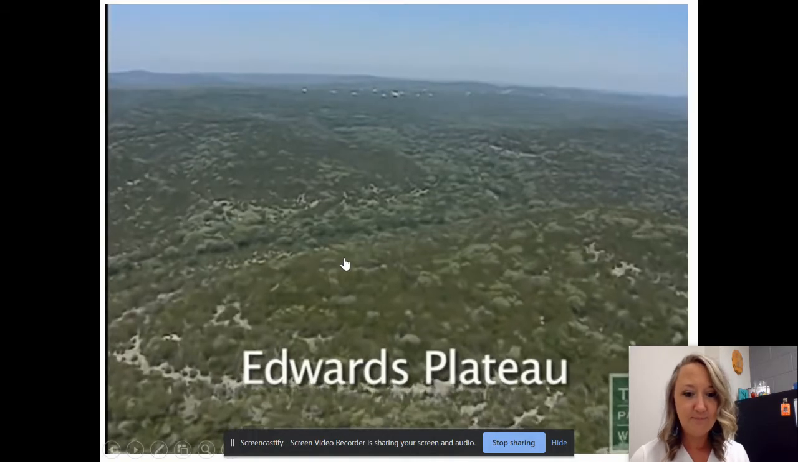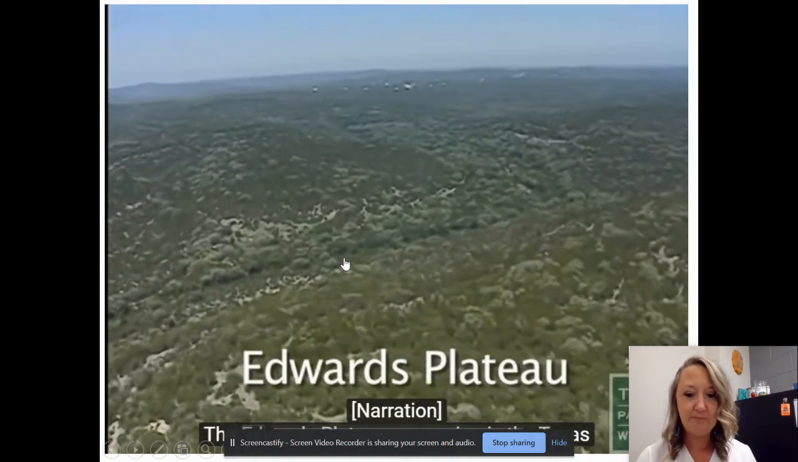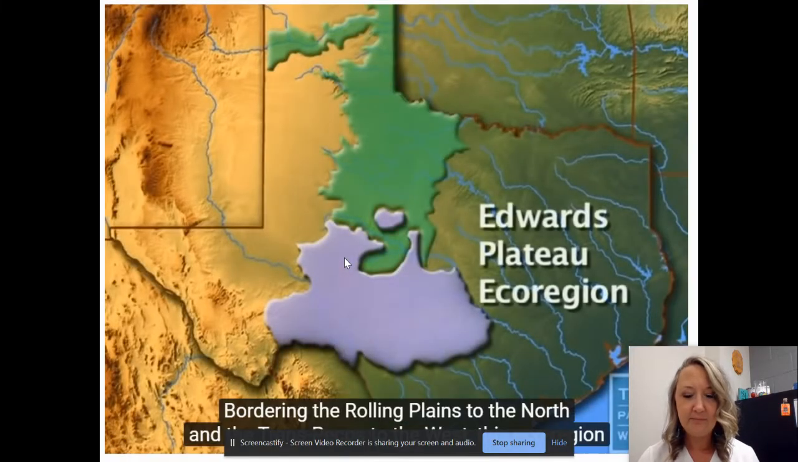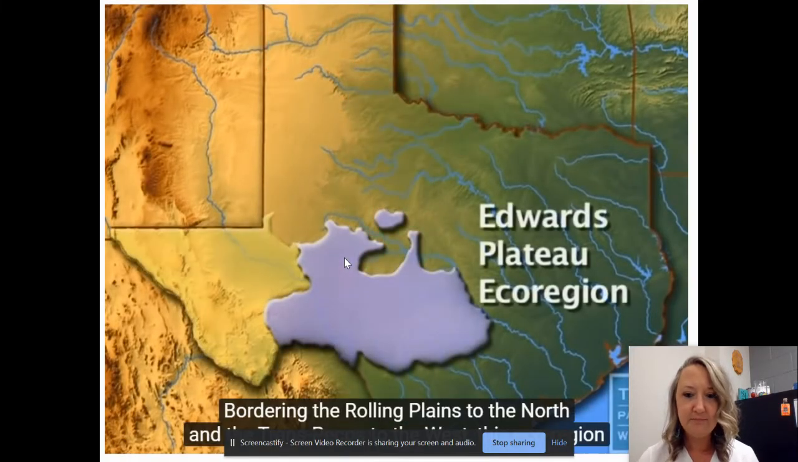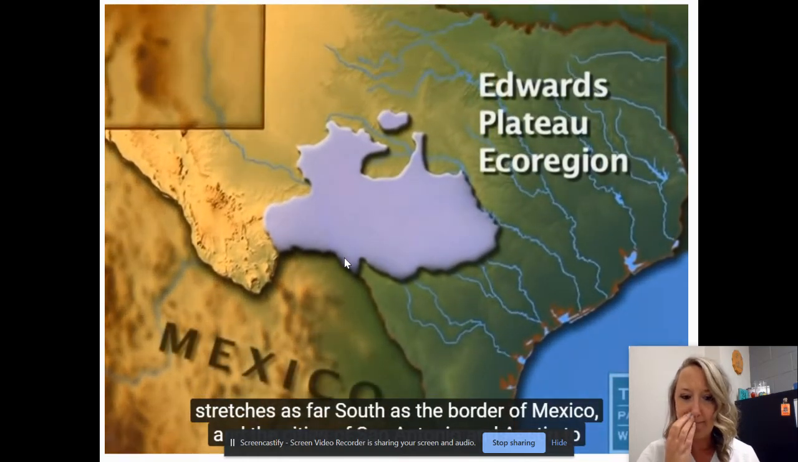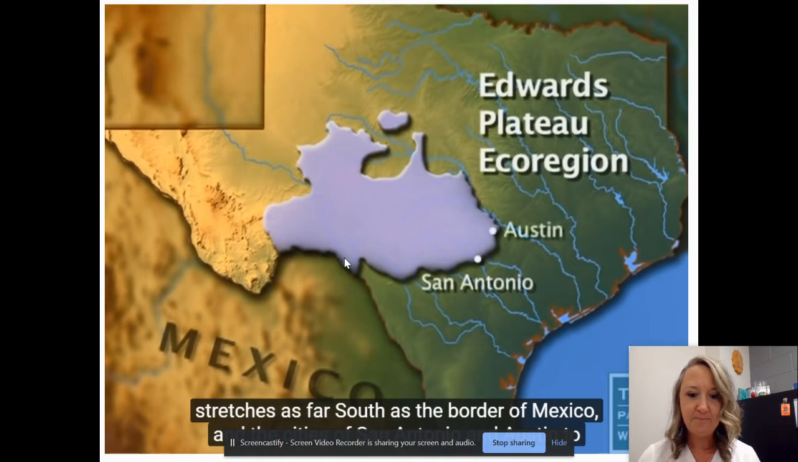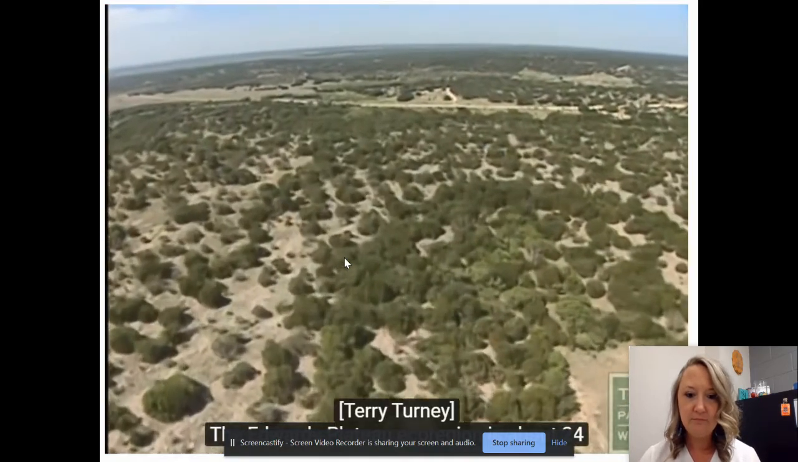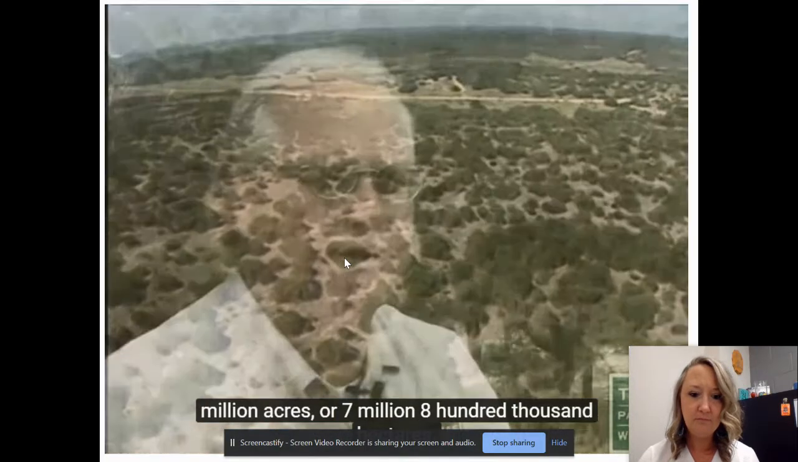The Edwards Plateau ecoregion is the Texas Hill Country, bordering the rolling plains to the north and the Trans-Pecos to the west. This ecoregion stretches as far south as the border of Mexico and the cities of San Antonio and Austin to the east. The Edwards Plateau ecoregion is about 24 million acres, or 7,800,000 hectares. It's about the size of West Virginia.